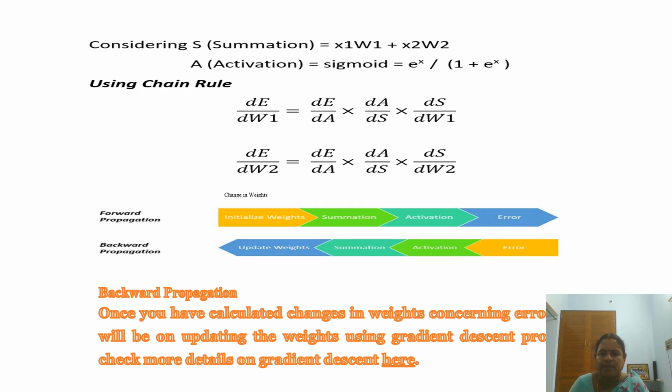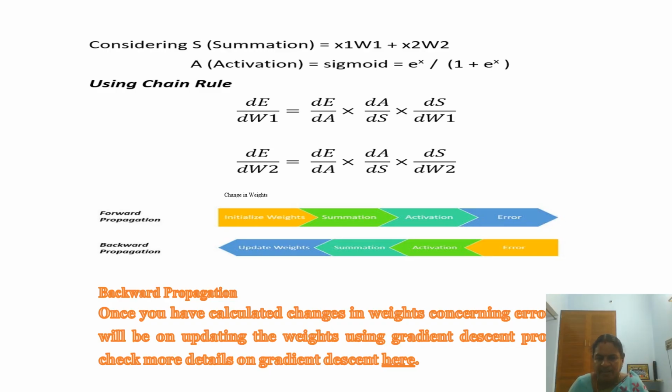The chain rule can be applied as follows: dE by dW1 is equal to dE by dA into dA by dS into dS by dW1, and dE by dW2 is equal to dE by dA into dA by dS into dS by dW2. So that's how forward propagation as well as backward propagation is applied in order to obtain the output.